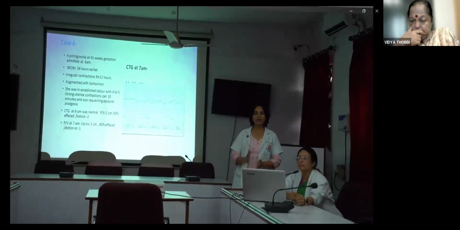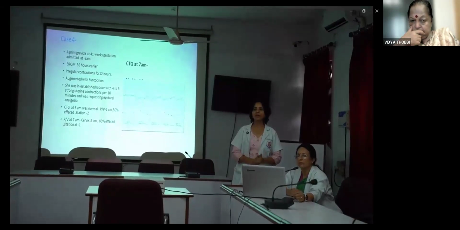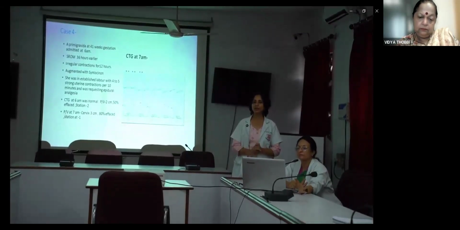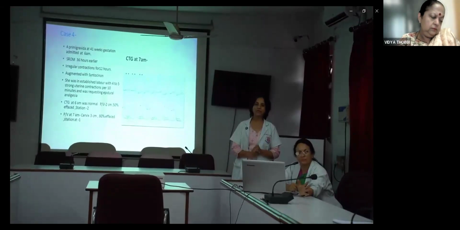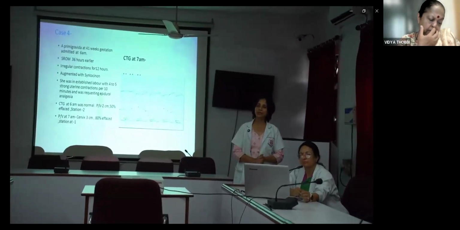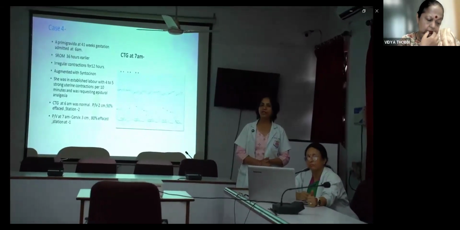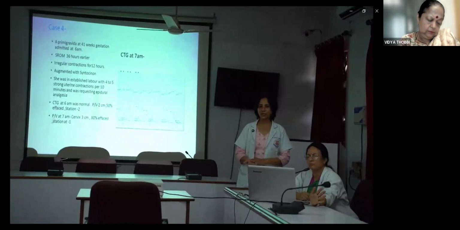So I hope you will find it interesting. So this was a primigravida. She came to us at 41 weeks of gestation and she gave a history of spontaneous rupture of membranes 36 hours earlier. Her contractions were not well established, so she was augmented with syntocinon. And she went into established labor.